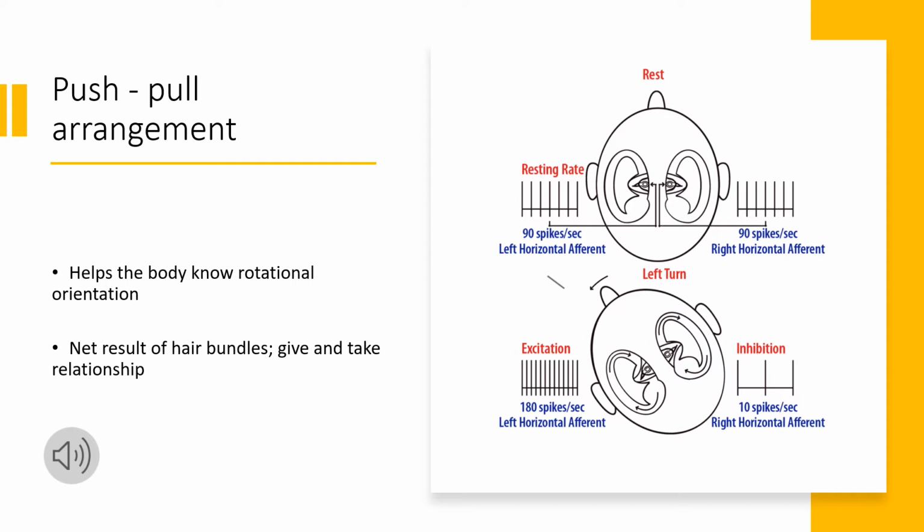Now to talk about how the body perceives rotation. The overall orientation of the canals makes them sensitive to movements only on their plane, creating this push-pull arrangement. The net result of the hair bundles provides the information about the rotation of the head, in which Julian will continue the discussion.